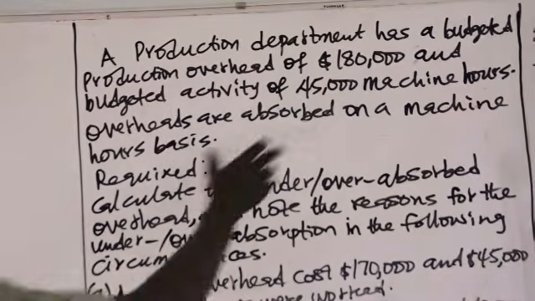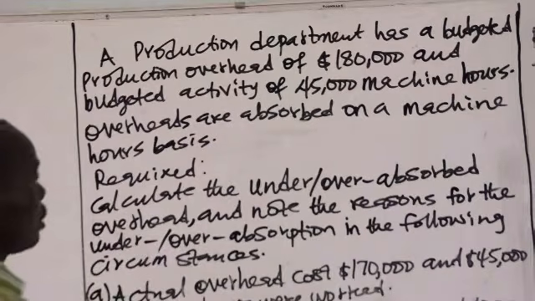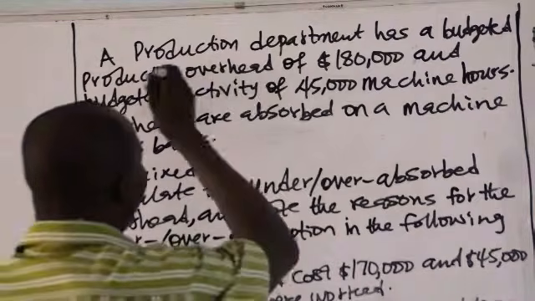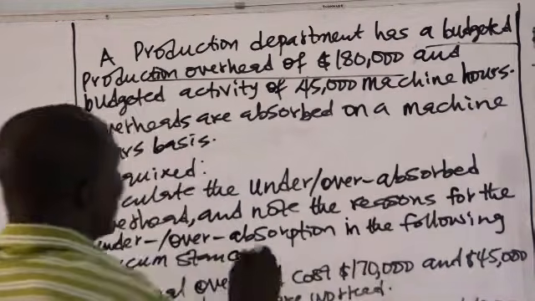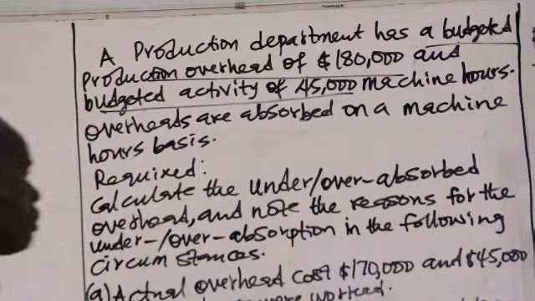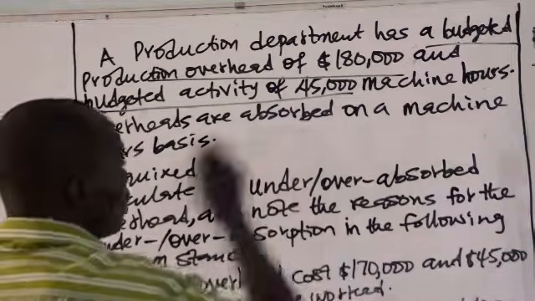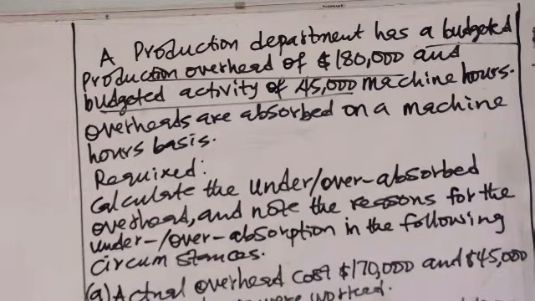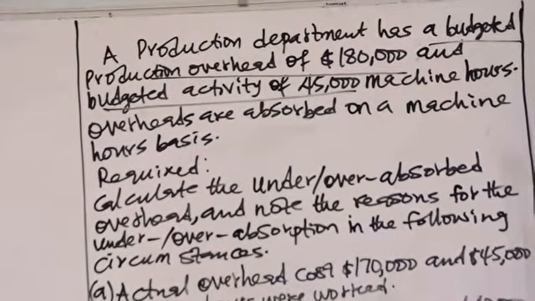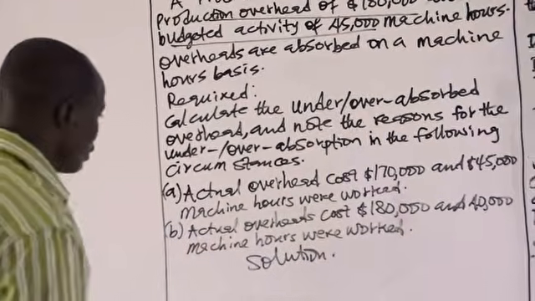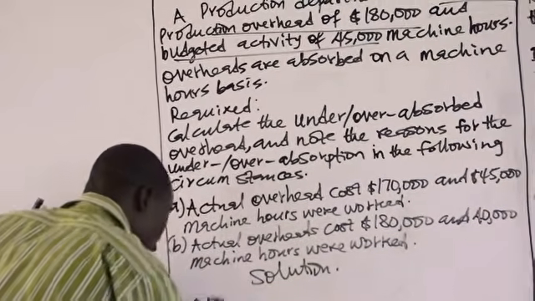The production department has a budgeted production overhead of $180,000 and budgeted activity of 45,000 machine hours. Overheads are absorbed on a machine hourly basis. That is the basis of absorption. You are required to calculate the under or over absorbed overheads and note the reasons for the under or over absorption in the following circumstances. So the first thing, you compute the overhead absorption rate.